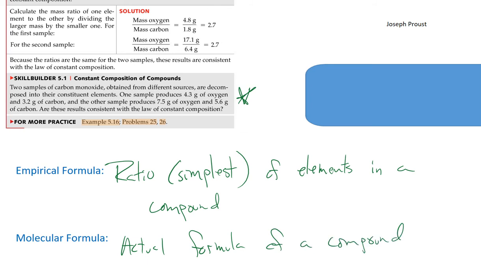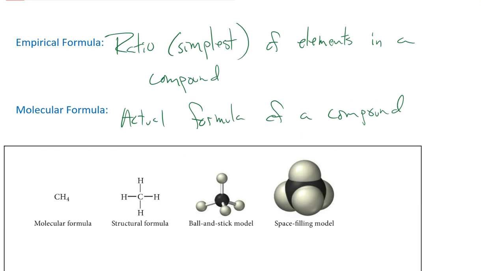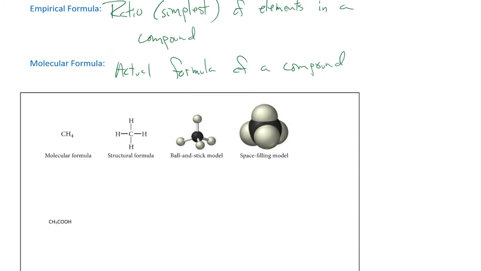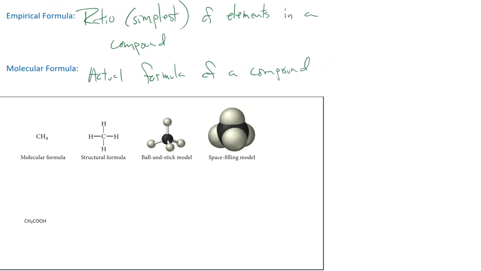Below, we'll look at two different compounds and their empirical and molecular formulas, as well as some different ways to represent those compounds. First, we have methane, CH4. The molecular formula of methane is CH4. That's the actual composition of that compound. The empirical formula is also CH4, because there's not a simpler way to reduce that compound down.